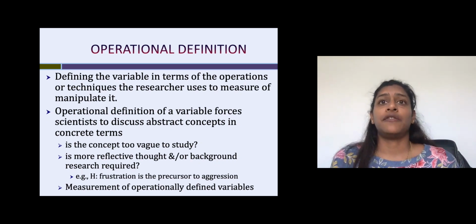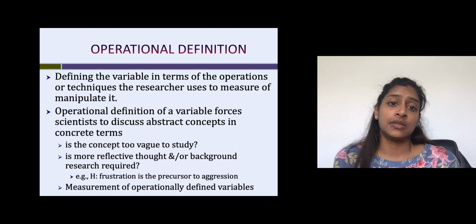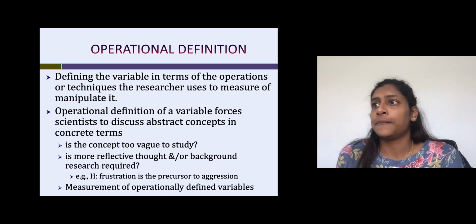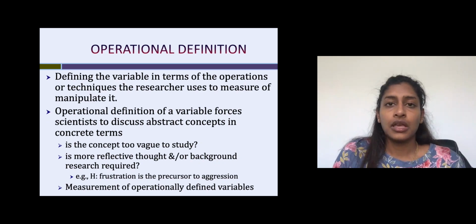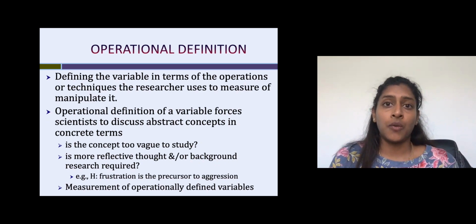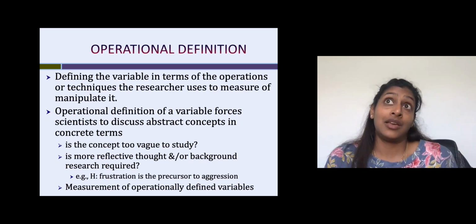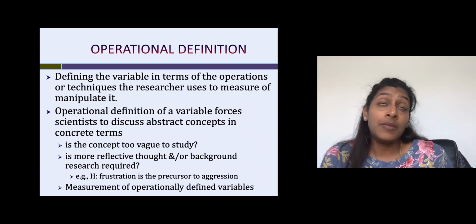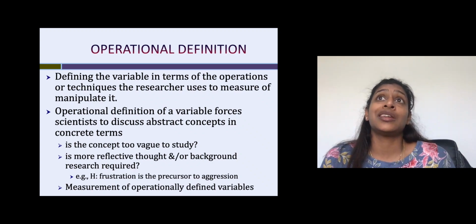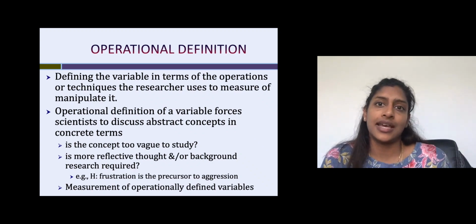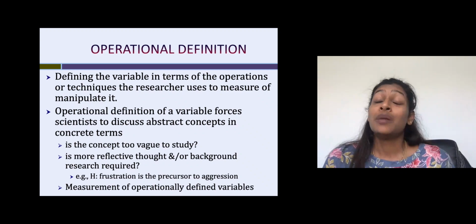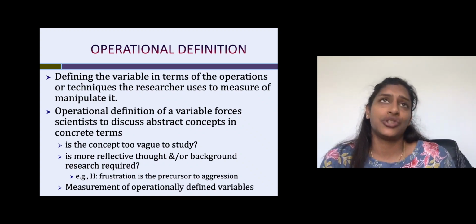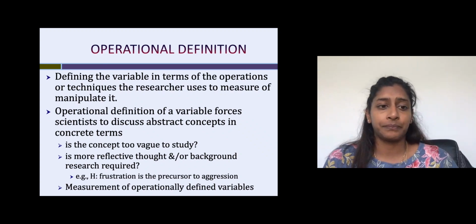We need an operational definition because as scientists, we might have very abstract concepts, but we are trying to study it in concrete terms. So we really need to ask ourselves a couple of questions, right? When we're trying to make a research study. Is the concept too vague? Maybe it is, right? And sometimes we have really great intentions and want to study a concept, but we simply cannot because we don't really have those concrete terms to be able to study it.